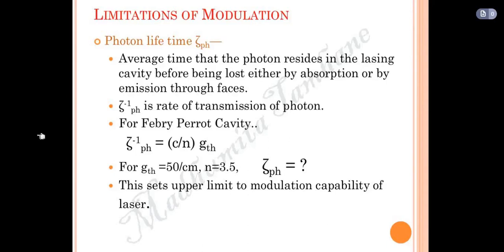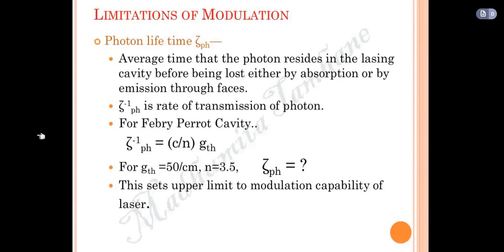So what is the Fabry-Perot cavity, and what is the use of it? It is going to use 1/tau_ph = (c/n) × g_th. That's a gain, right? For g_th it is 50 per centimeter and n equals 3.5. So what would tau_ph be? You can substitute this in that particular formula, and you will be able to find out that for the material as well. Clear? So this is how we can find it.